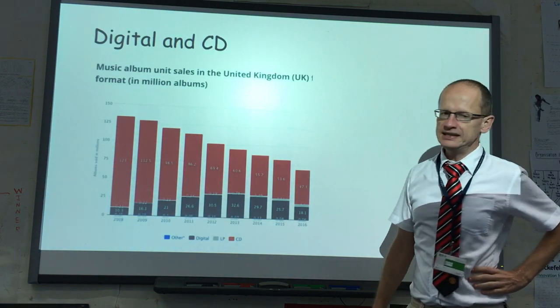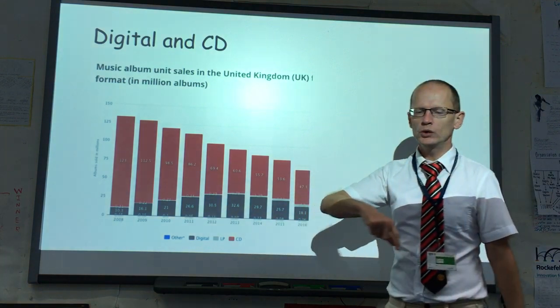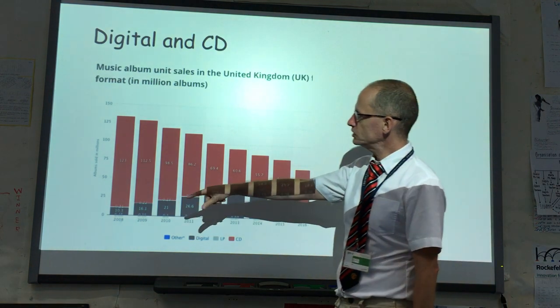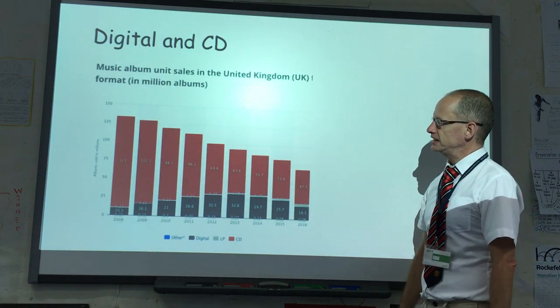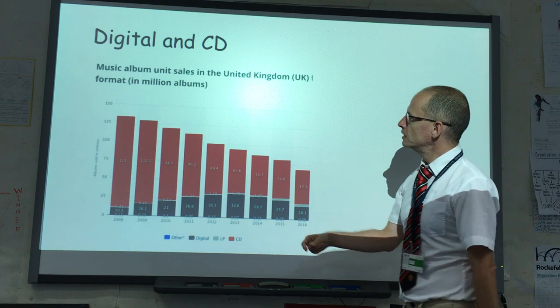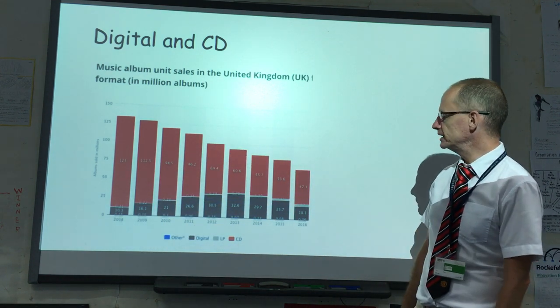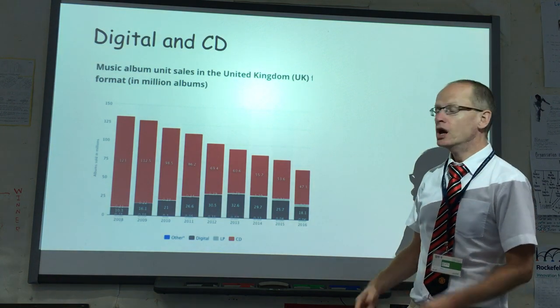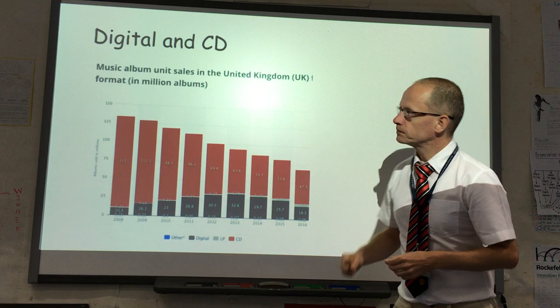digital and CDs. I haven't got a CD, you should know what a CD is. This has to do with the United Kingdom. So you can see here in red, sales of CDs have been going down. You can see for digital, that's shown in black. Again, you can see quite clearly, sales of digital has been going down. So it's very easy to say decline stage.